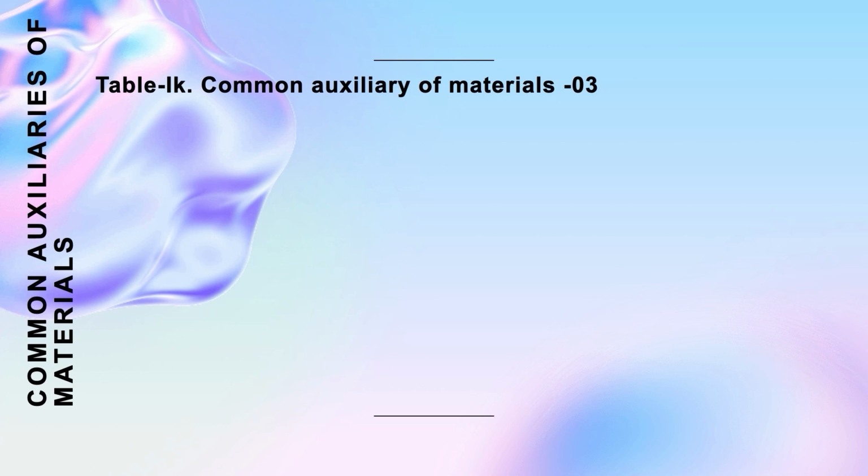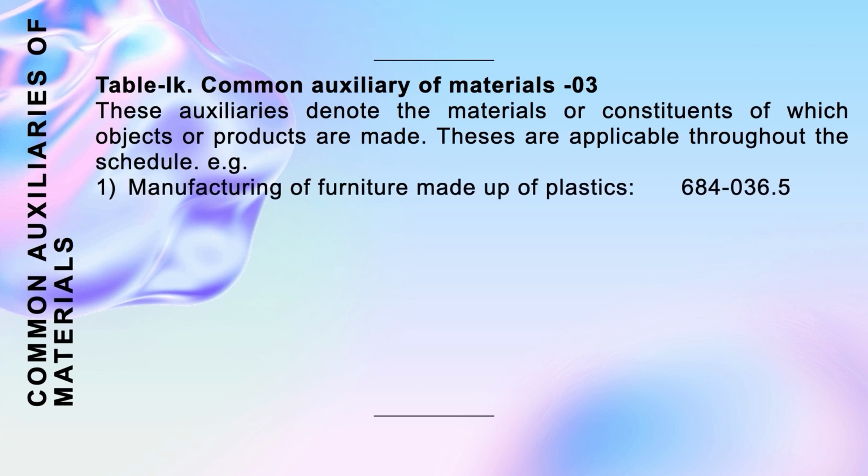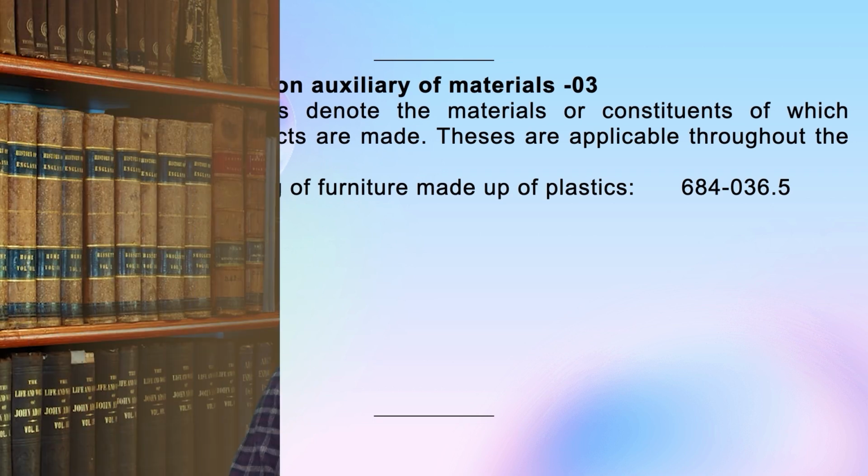Mind it, hyphen 03. Basically, this auxiliary denotes the material or constituent of which objects or products are made. So these are applicable throughout the schedule of UDC main number. Okay. So you see the first example, that is manufacturing of furniture made up of plastic. So there is a number in the UDC schedule for manufacturing of furniture, 684-036.5, which is mainly for the plastics.